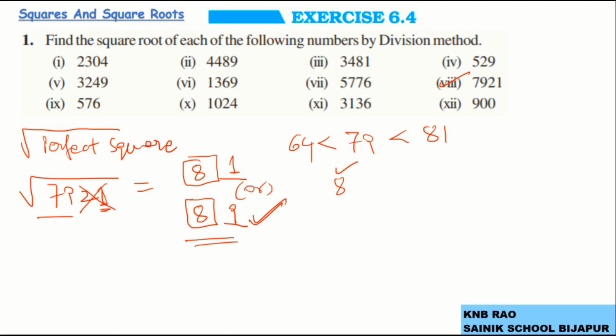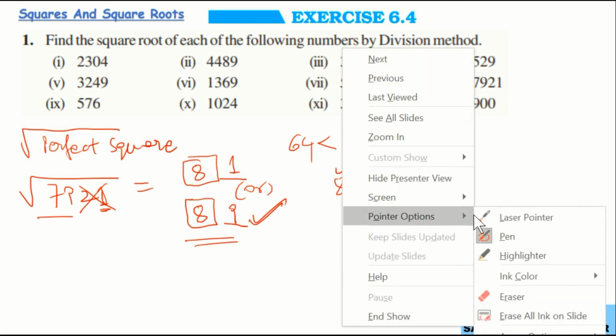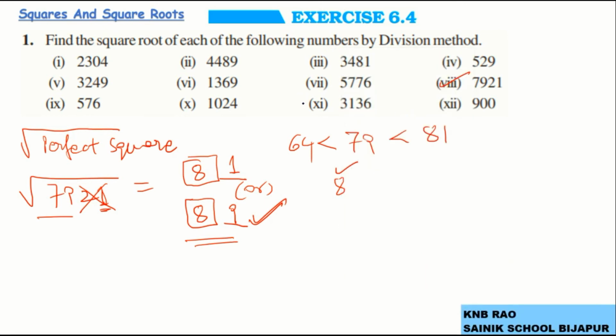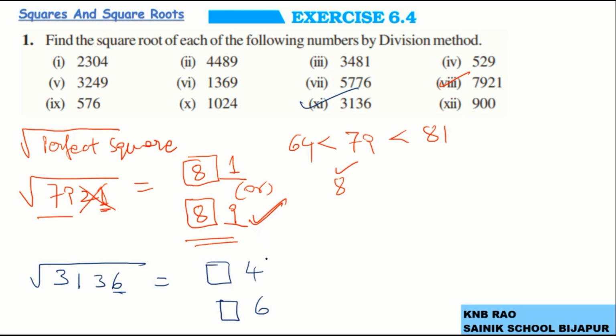Okay, I will take some other ink here for the square root of 3136. You know, a number ending in 6 will certainly have its square root ending in 4 or 6. Now we need to identify the tens place digit. How to identify it? Take away the rightmost 2 digits. Take the 31 as the leftover digits.